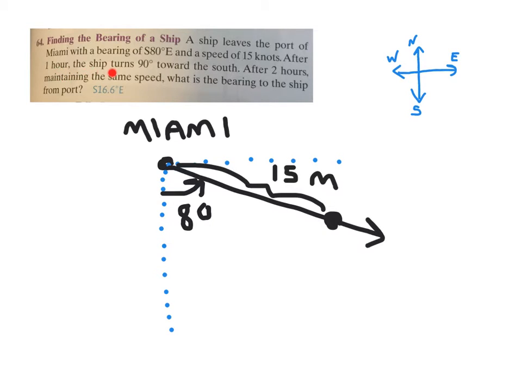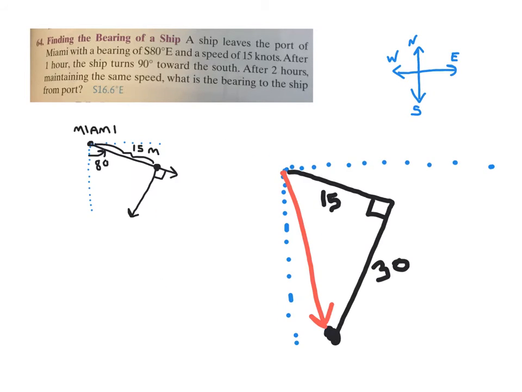Now we're told that the ship turns 90 degrees towards the south. So we're coming along like this, and then it's going to turn 90 degrees to the south. So we know it goes along this new bearing for 2 hours at the same speed. So that means that this distance here is going to be 30, right? Twice as much as this one here, because this was 1 hour and this is 2 hours at the same speeds. So here's our situation, 15, 30.